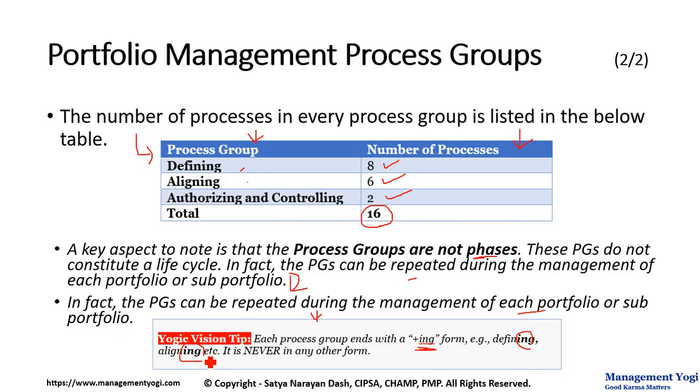So a very simple question may also come in the PfMP exam, though it is rare. The question will be: which is a correct process group? It is authorizing and controlling, defining, aligning. The plus ing form will be there.